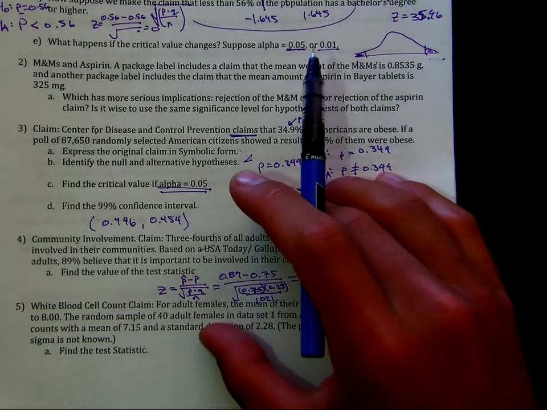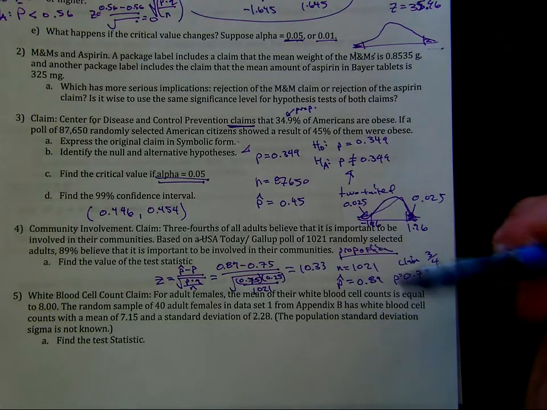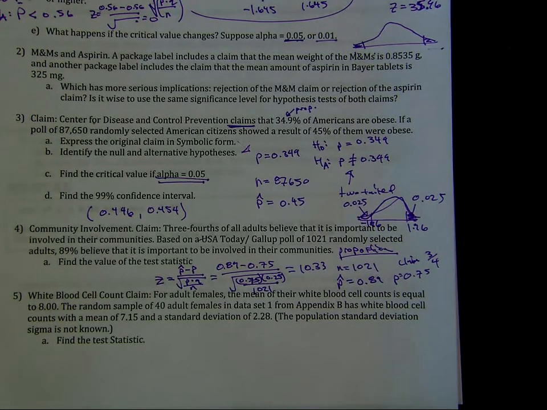Okay, number 5, we have white blood cell count claim for adult females. The mean of their white blood cell count is equal to 0.8. The random sample of 40 adult females in data set 1 from the appendix has white blood cell counts with a mean of 7.15 and a standard deviation of 2.28. The population standard deviation sigma is not known. That's in parentheses for a reason to tell you that. So you know, if we don't know sigma, we use the student t distribution, we're talking about the mean. Okay?